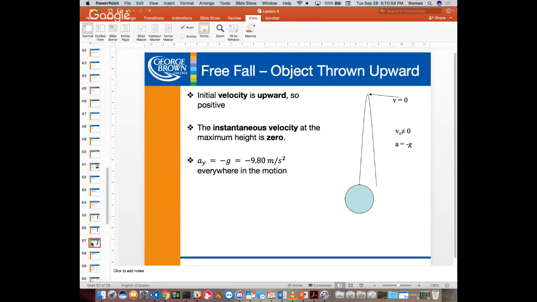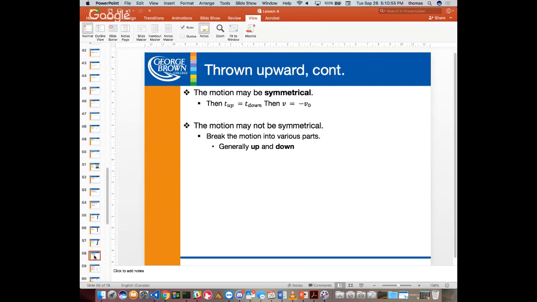Okay, so that's the three possibilities we're talking about here. If we think about this idea of motion being symmetrical, and most of the time it is, sometimes it's not, then the time up and the time down is approximately equal. So the time I send it up pretty much equals the time it comes down. If you think about this, T up is equal to T down.